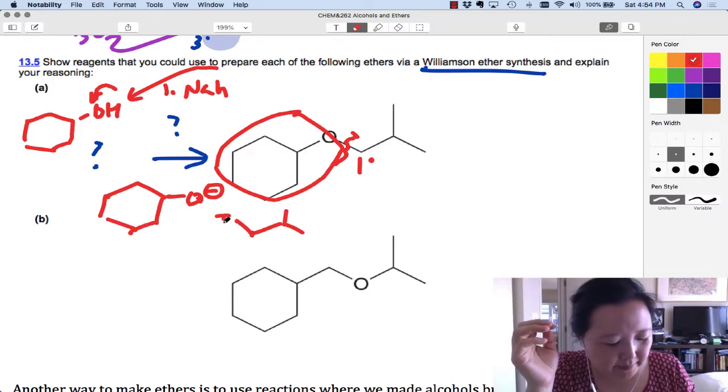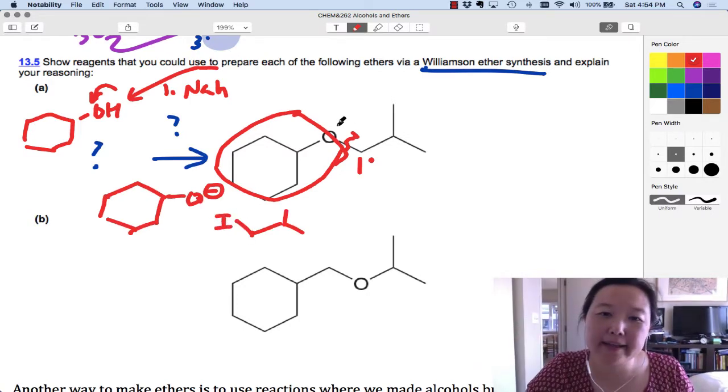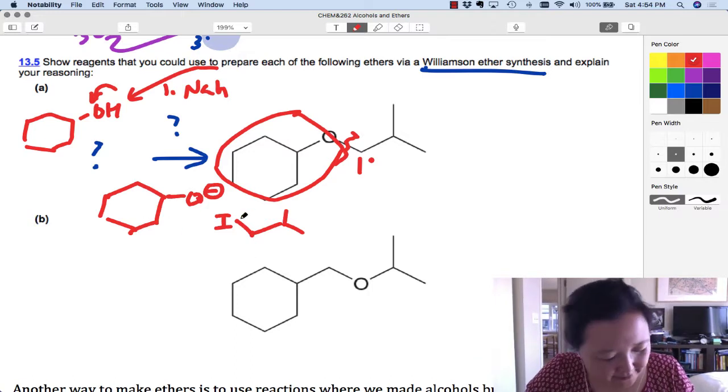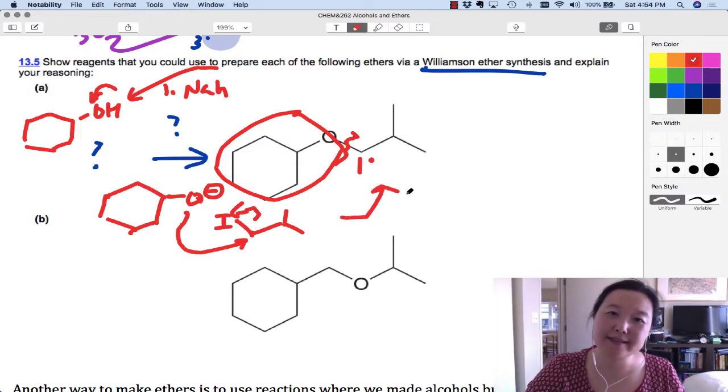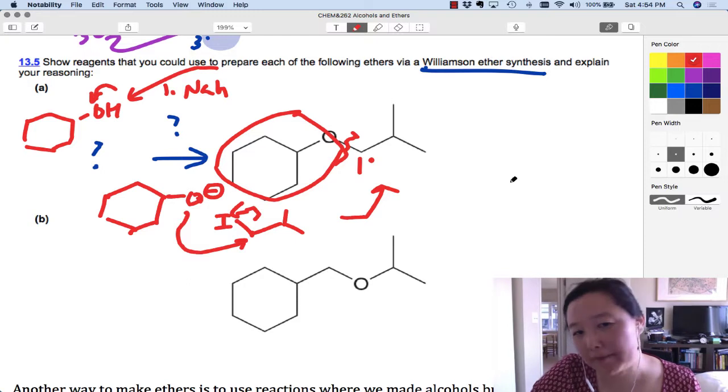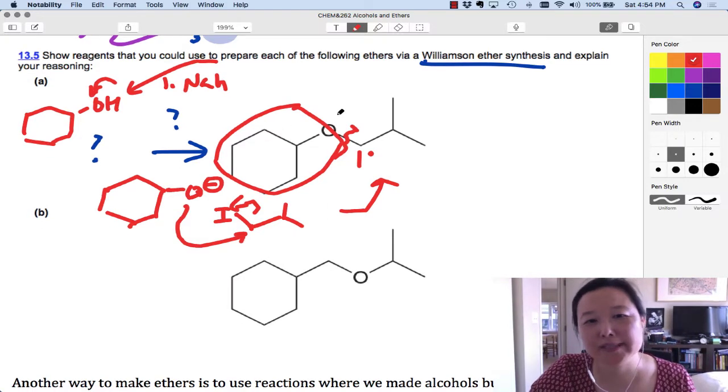And then I need some kind of a leaving group on here where the O is. I need something for this to attack and leave. So this is going to attack backside, and I get this. So that's a possible synthesis. All right, so you always want to think about that. Which way is better to attack? Is it better for this group to attack this group, or better for this group to attack this group?